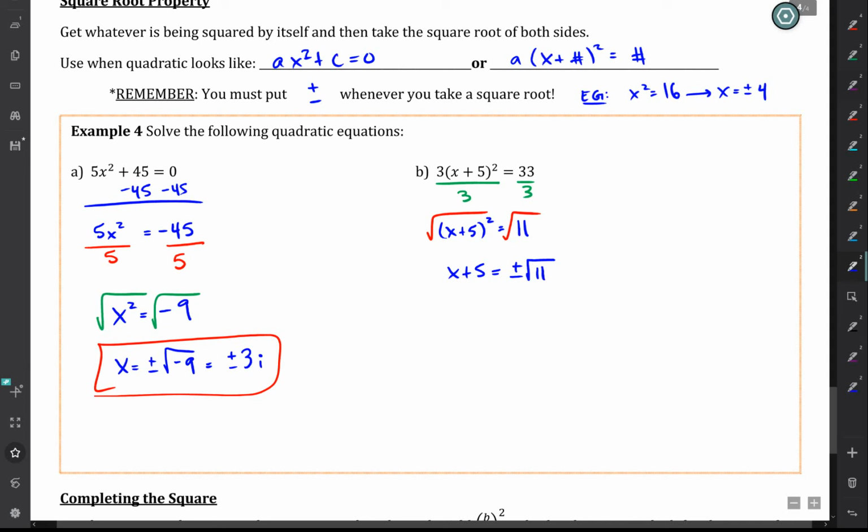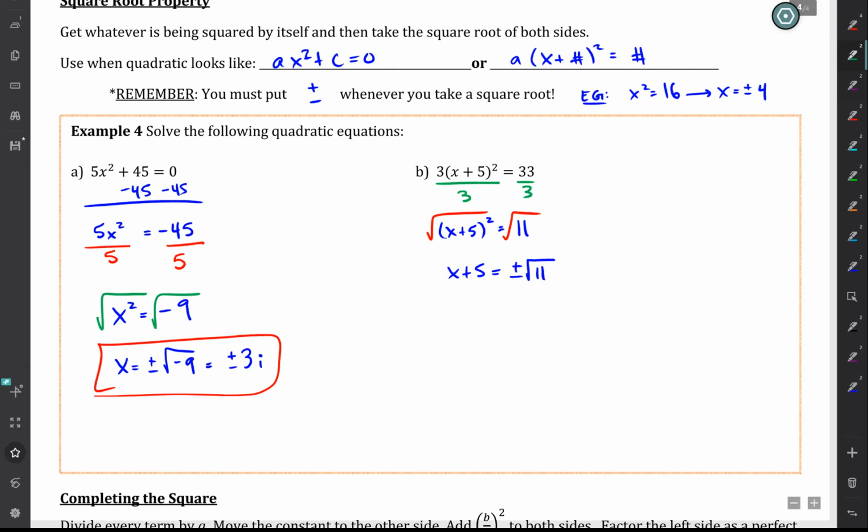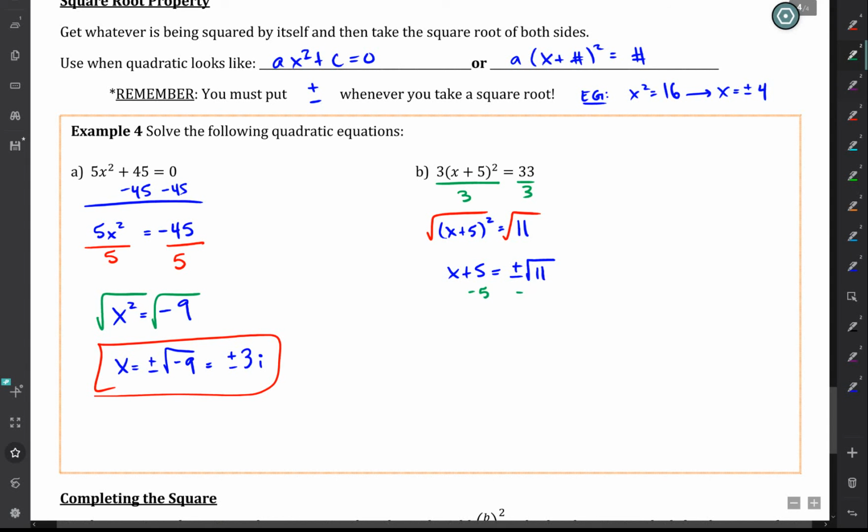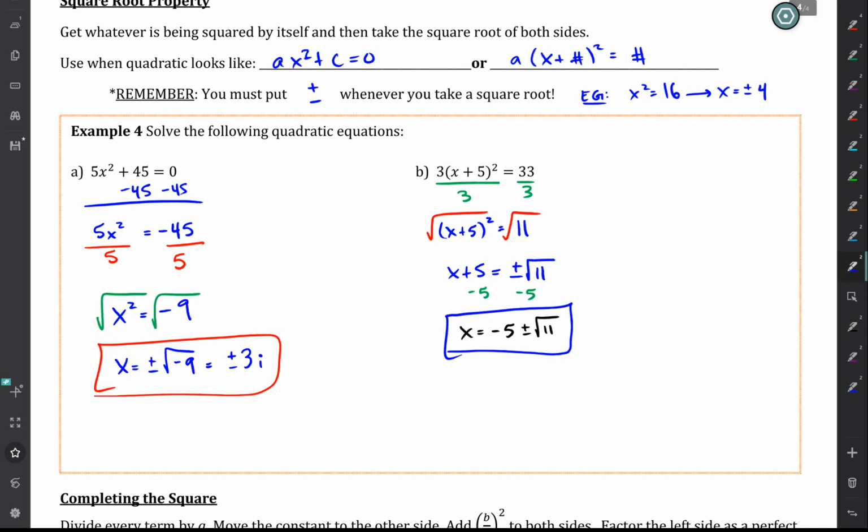And so we'll end by subtracting 5 from both sides, and we'll get that x is equal to negative 5 plus or minus the square root of 11. So we have those two solutions to this equation. We have x equals negative 5 minus the square root of 11, and then x equals negative 5 plus the square root of 11.